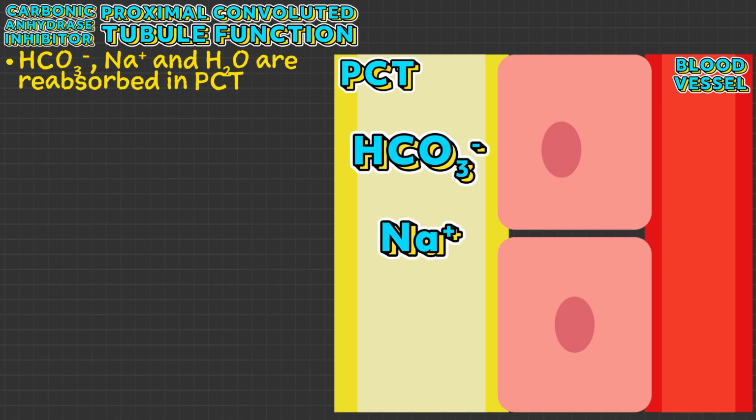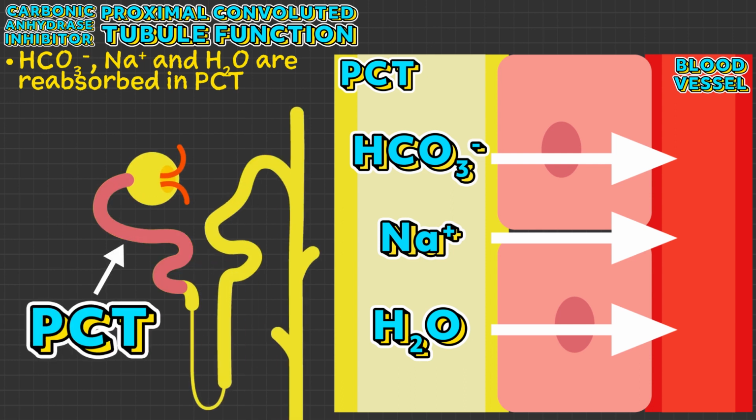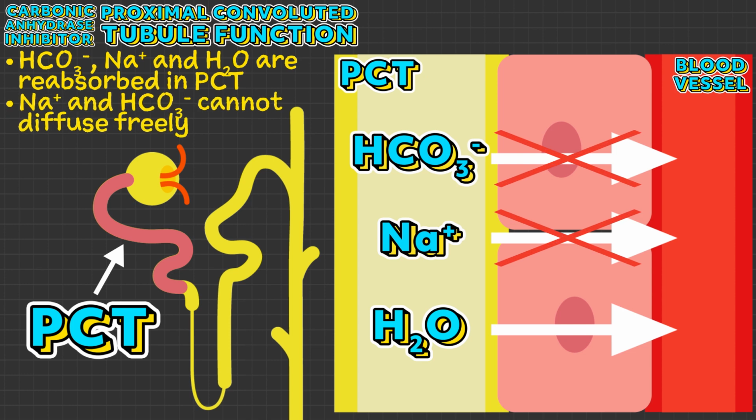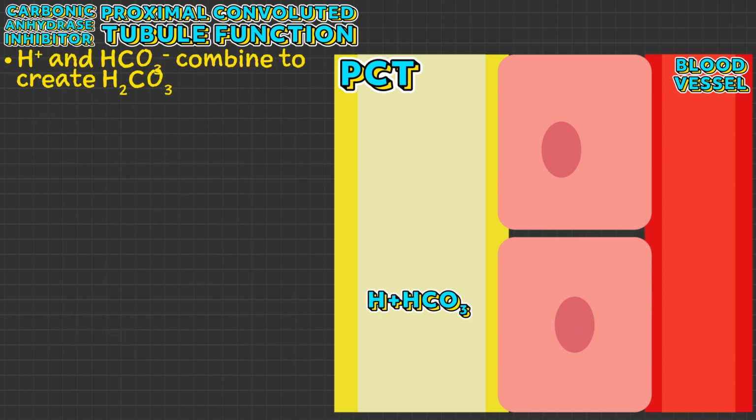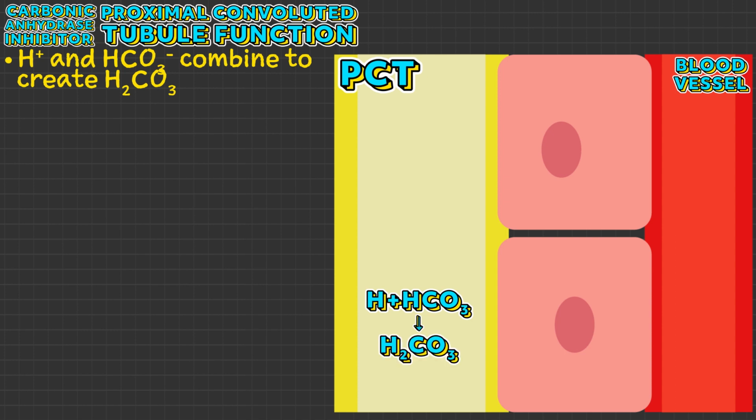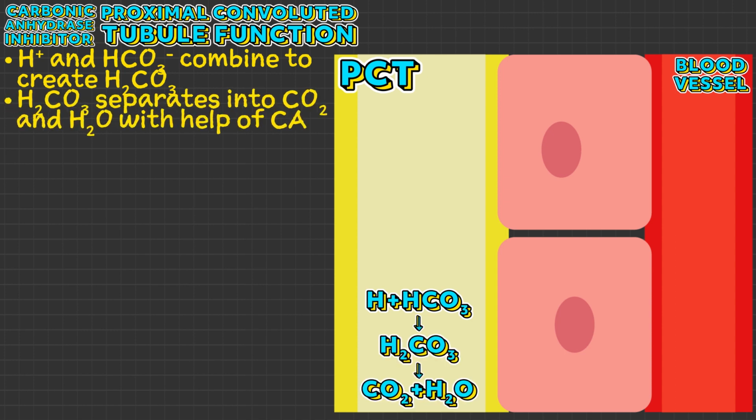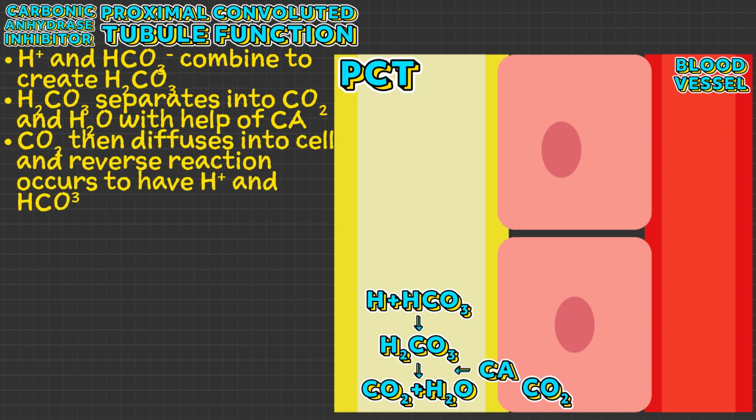Normally, bicarb, sodium, and water are reabsorbed within the proximal convoluted tubule of the nephron, or the functional unit of the kidney. However, sodium and bicarb cannot diffuse freely for reabsorption. Instead, hydrogen and bicarb in the filtrate spontaneously combine via the carbonic acid-bicarb buffer to produce carbonic acid, which then dissociates into carbon dioxide and water with the help of carbonic anhydrase. Carbon dioxide can then diffuse into the cells lining the nephron, and the reverse reaction can occur to produce hydrogen and bicarb again, but now within the cell.